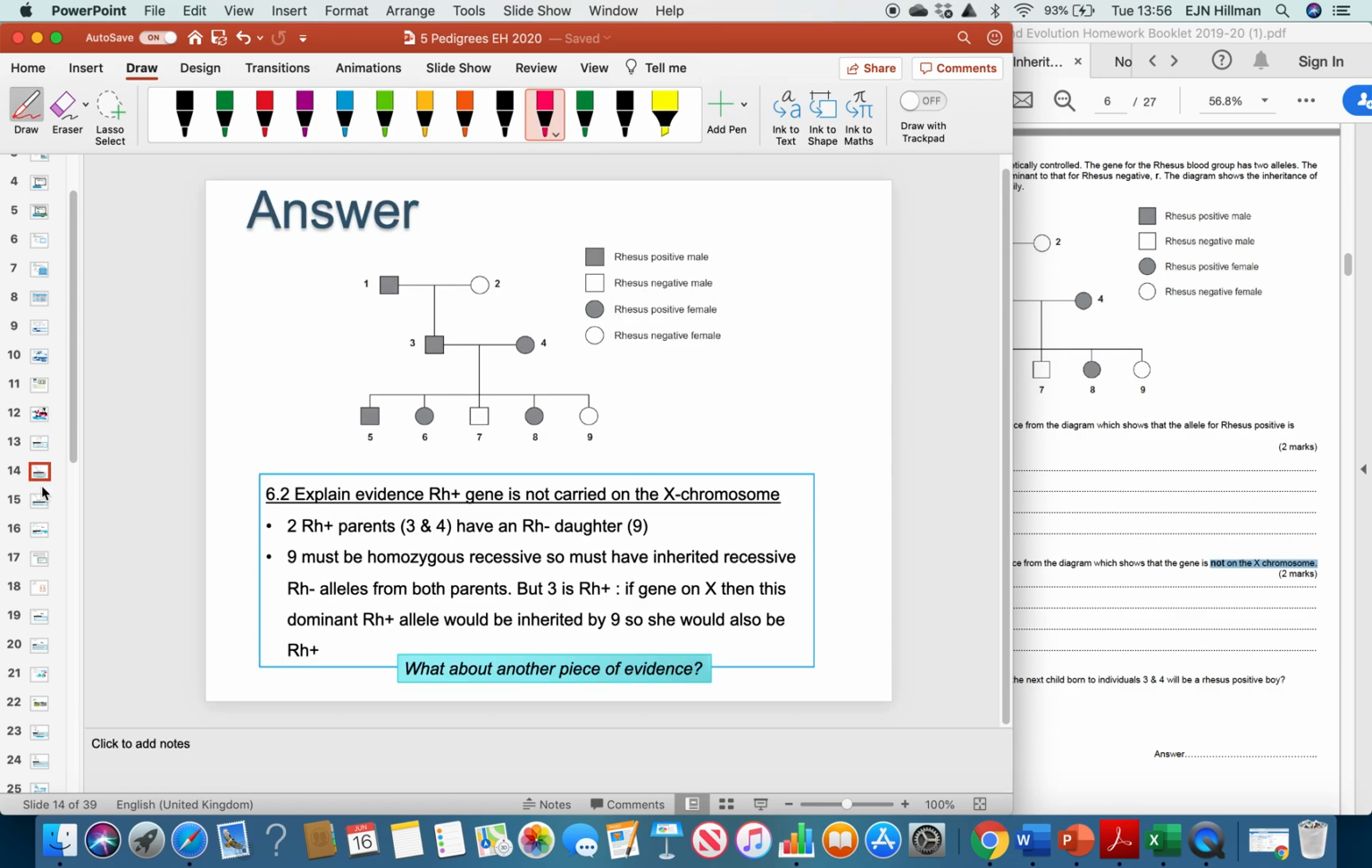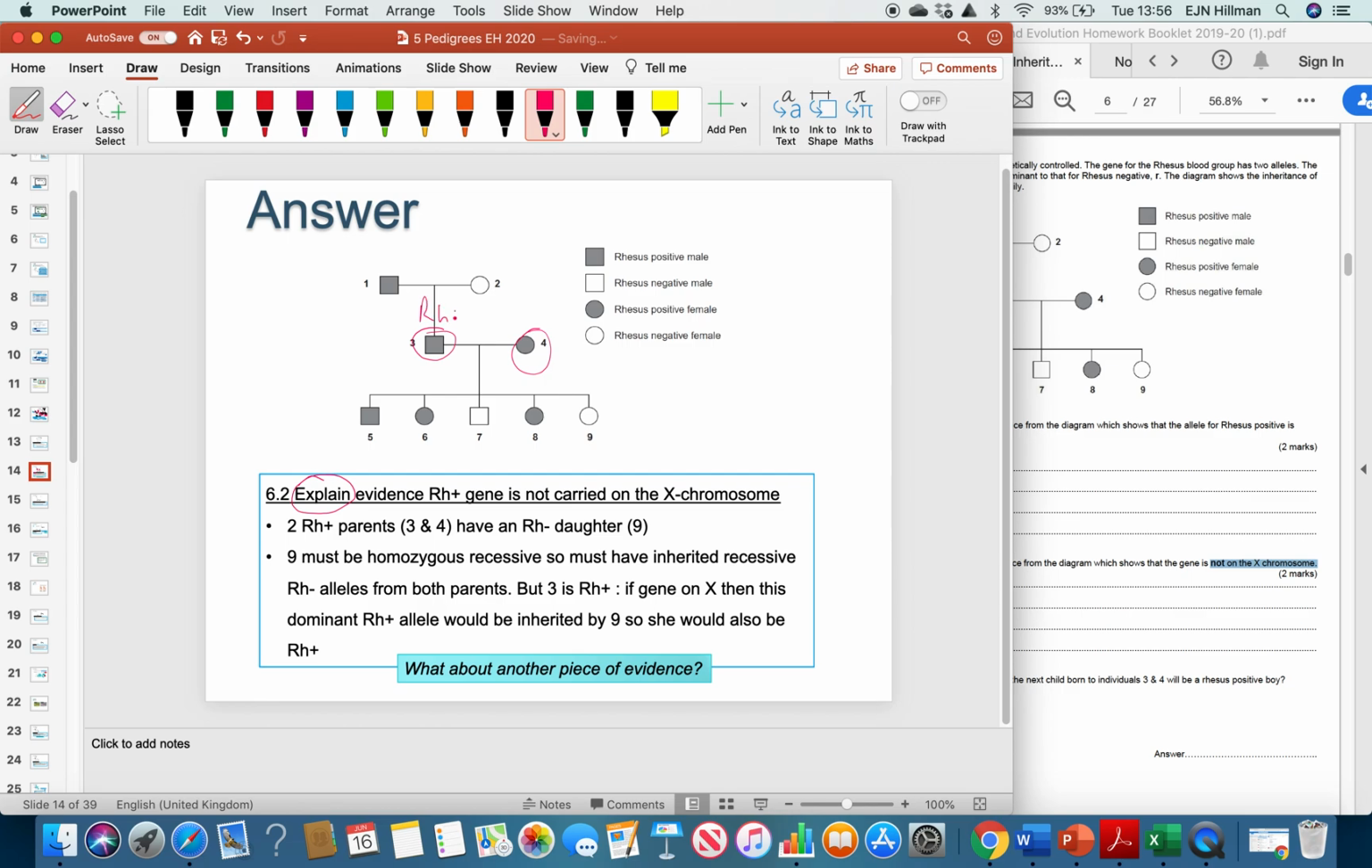Okay, so let's just explain that again. So explaining the evidence, again, this is a question about explaining. We're looking for two parents who are rhesus positive. Sorry, that's my dog.